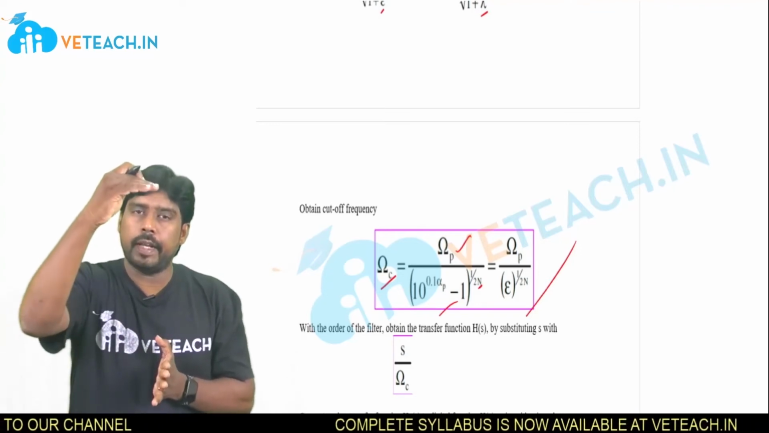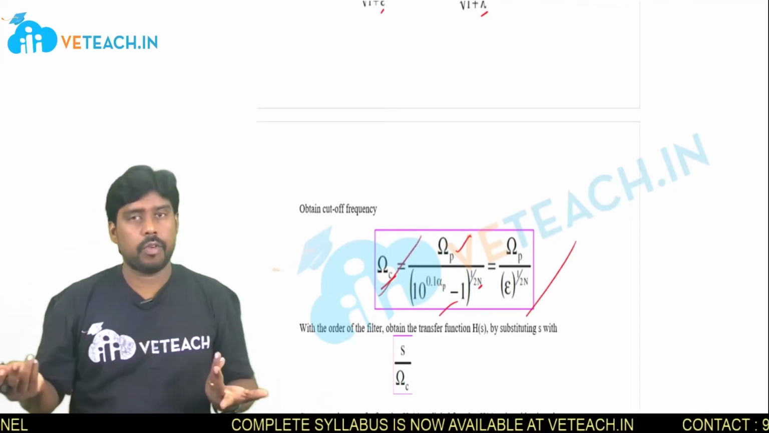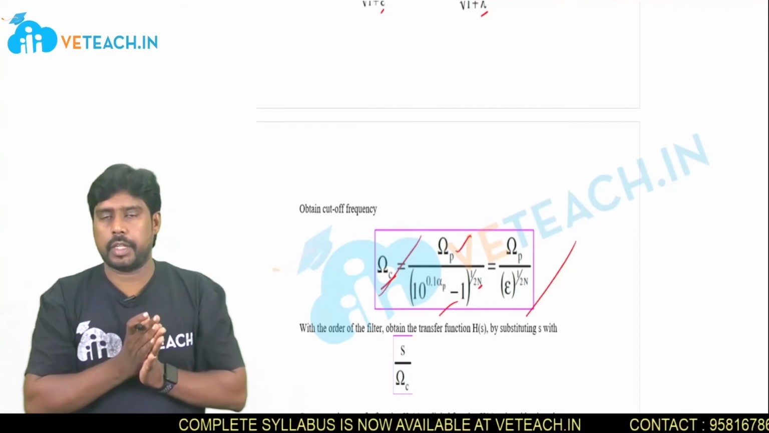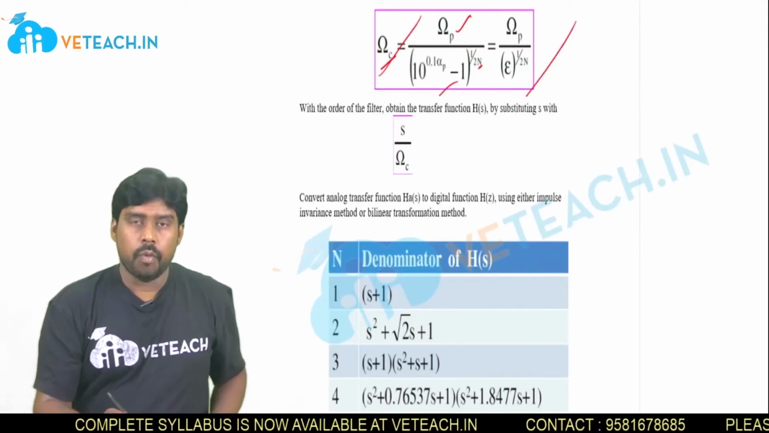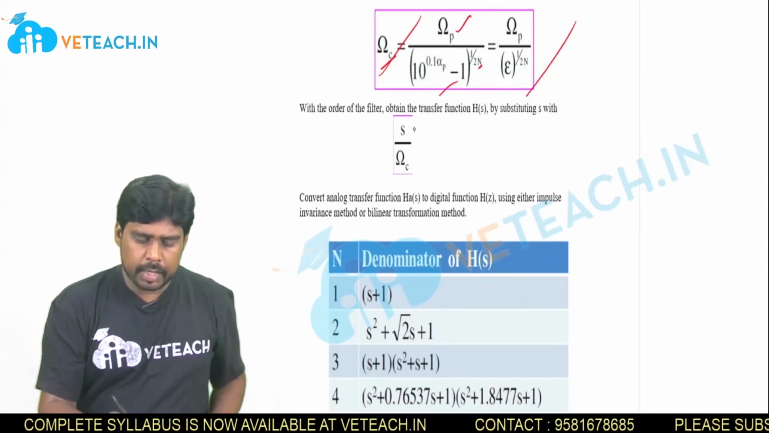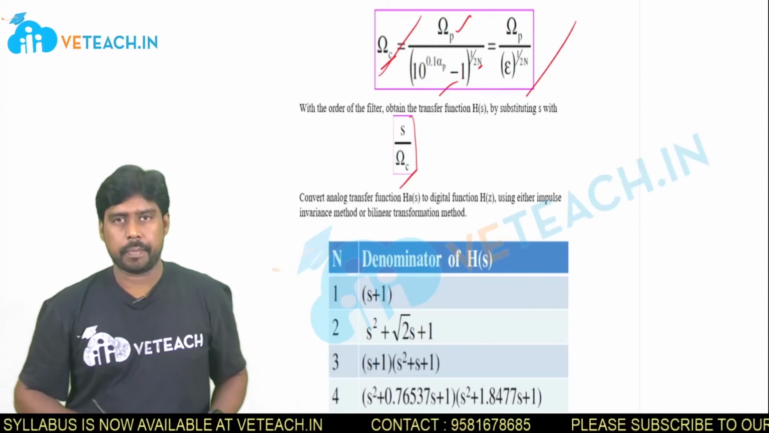Initially you are going to find capital N, and there itself if you make a mistake, then omega c will be a mistake and your entire problem will be a mistake. Then in the transfer function H of s, wherever s is there, replace that s with s by omega c after finding omega c.